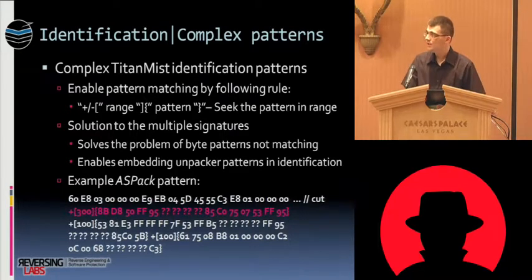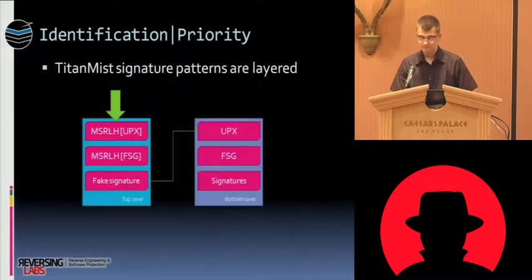So now the identification and unpacking are related, because if this is a single layer packer, which ASPack is, you can just match the patterns you need for the unpacking to work inside the identification process itself. So you know that your unpacker will work before you actually start the unpacking process. That's now part of the identification. That solves the problem of byte patterns not matching, because, as I said, this can be at random positions in the file, and it enables us to embed unpacking patterns inside identification.